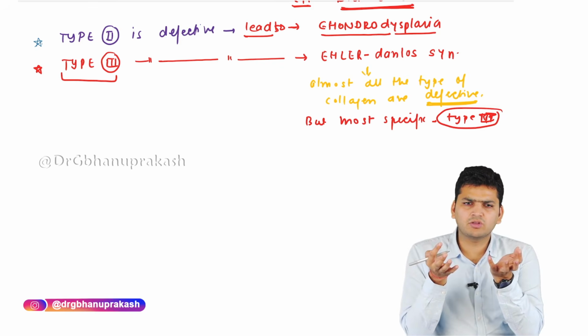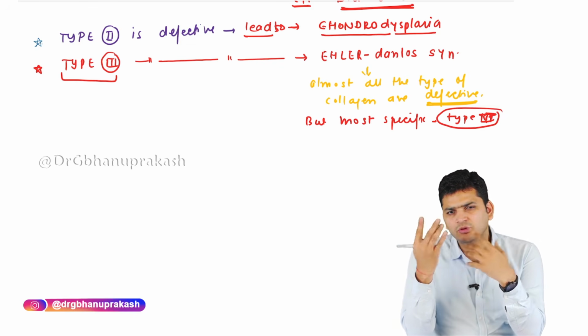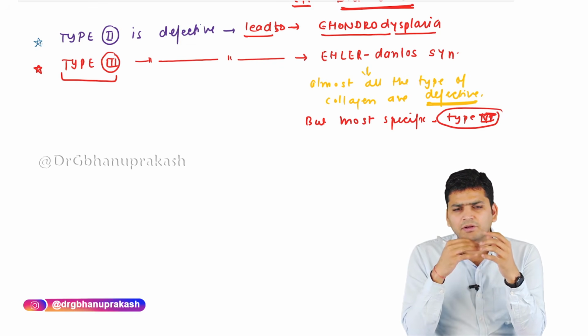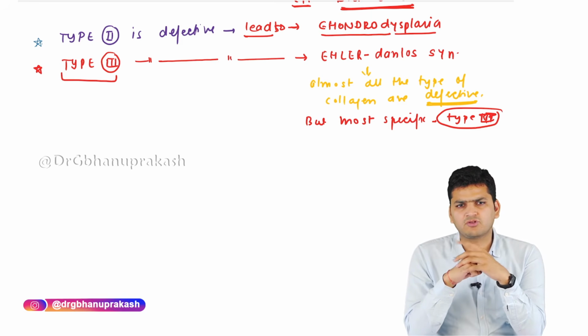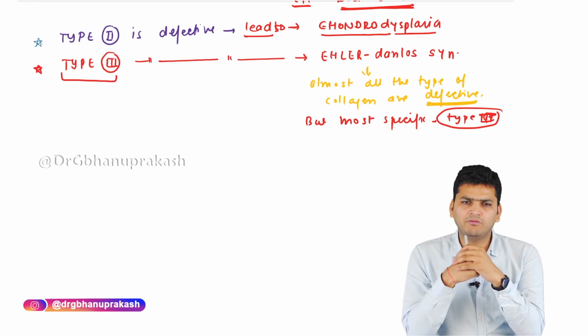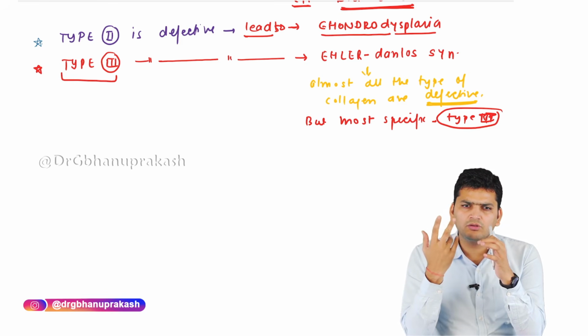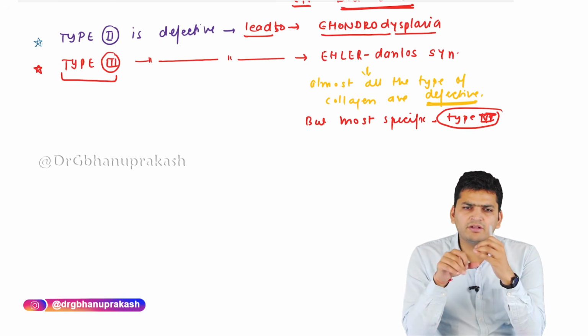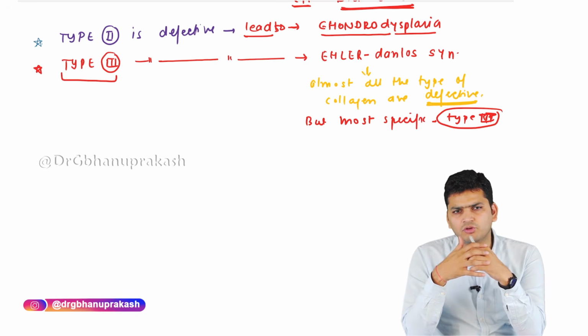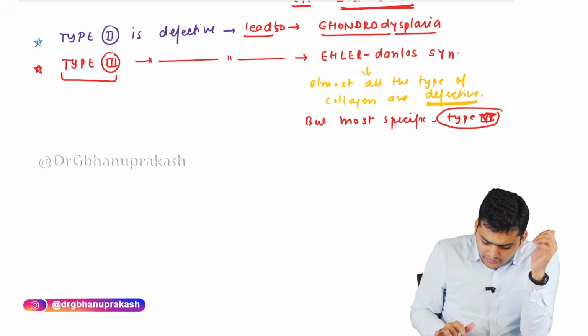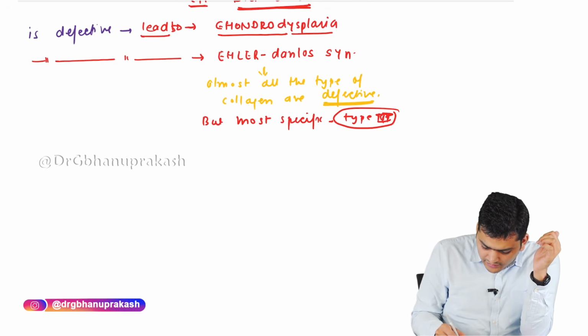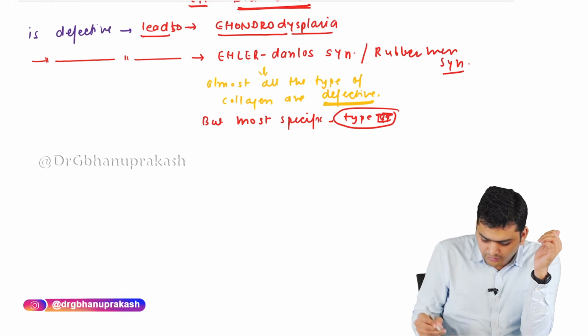Now in Ehlers-Danlos, as I am saying that almost all the collagens are defective, the person will have hyperelastic joints. The hyperelastic skin will be there, right? So he will be able to move the joints more than the normal range of motion. So this Ehlers-Danlos syndrome is also referred to as rubber man syndrome.